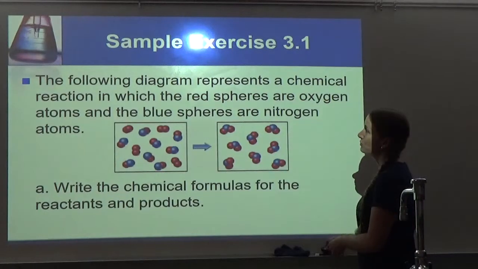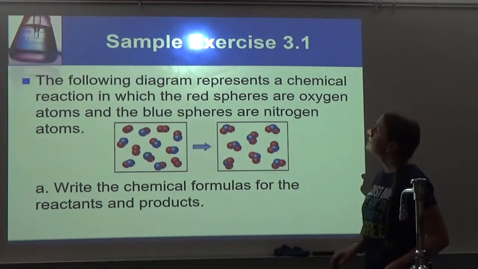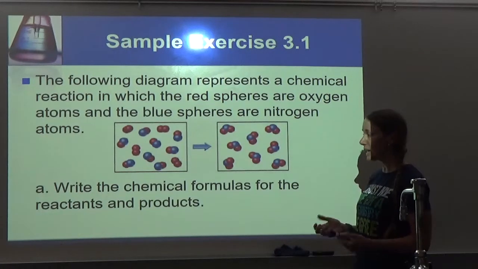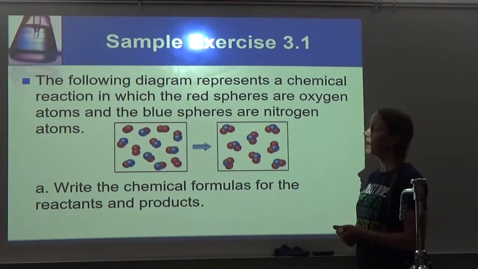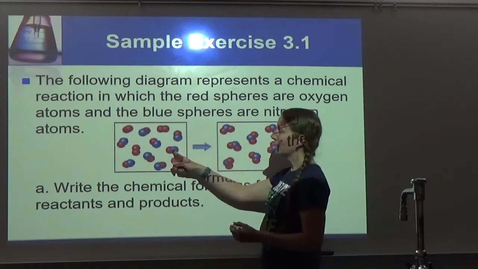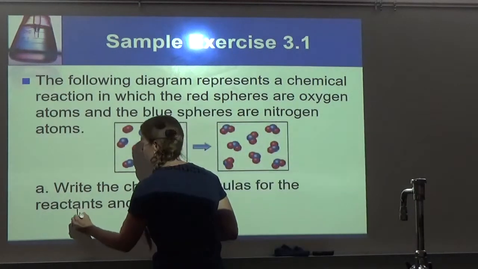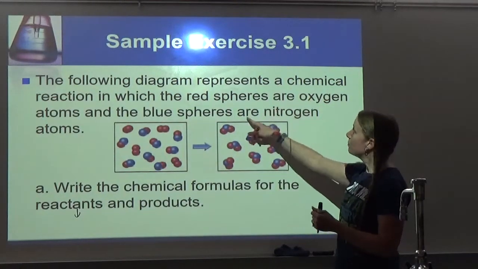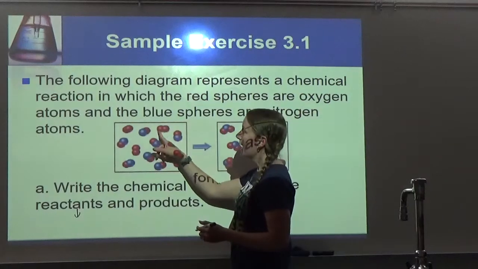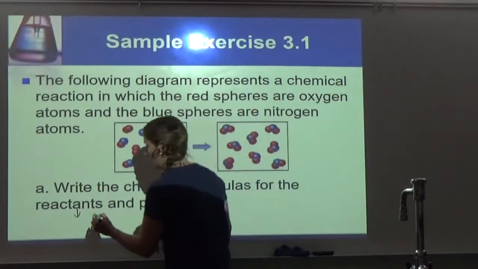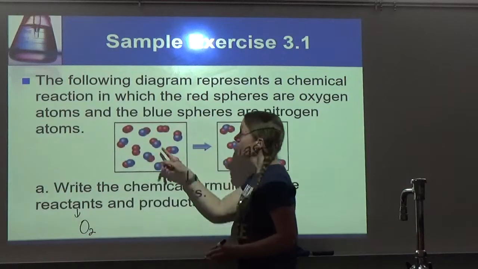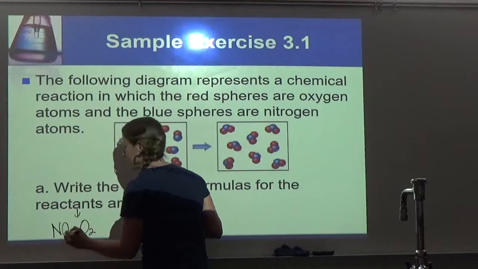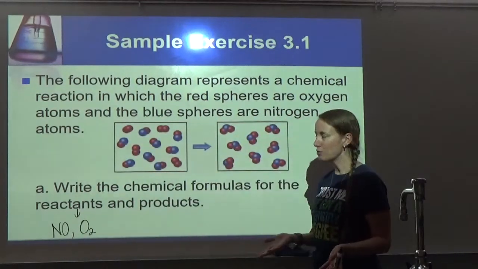So let's look at the first one. It says the following diagram represents a chemical reaction in which the red spheres are oxygen atoms and the blue spheres are nitrogen atoms. Write the chemical formulas for the reactants and the products. Well, I know the reactants are on this side. So for my reactants, I can see that red is oxygen, blue is nitrogen. So I can see I have some that are just 2 oxygens, so I've got some O2. But I also have some that are 1 blue and 1 red. So I've got some that are NO. So my reactants would be NO and O2.